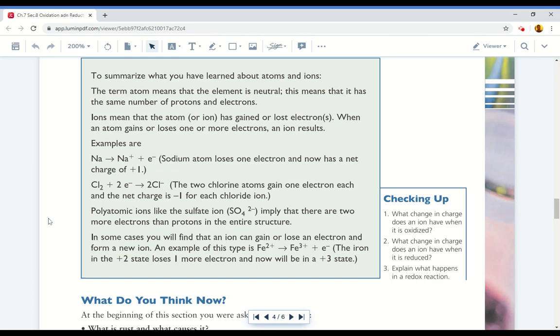In some cases, you will find that an ion can gain or lose an electron and form a new ion. An example of this type is the iron in the positive 2 state loses one more electron and now will be in a positive 3 state.